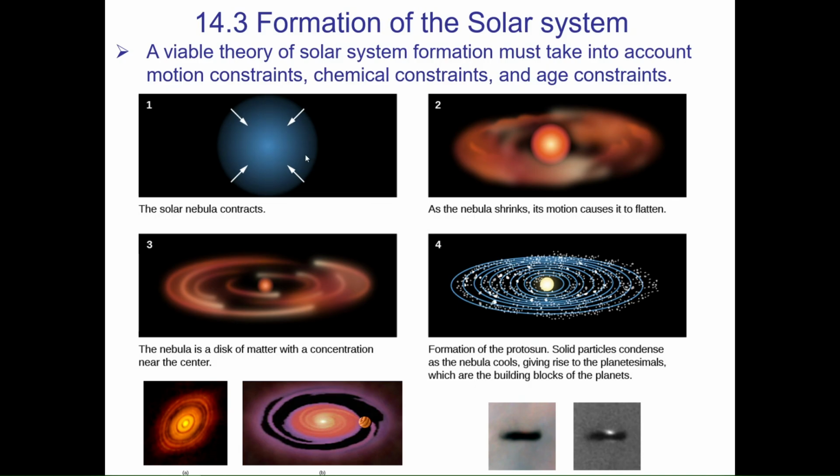Now let's go ahead and look at the theory that explains the formation of the solar system. The first step is the solar nebula contracts by the force of gravity. The solar nebula was a result of the collapse of interstellar clouds of gas and dust. As the nebula shrinks, its motion causes it to flatten. And as it becomes smaller and smaller, as we know from the conservation of angular momentum, it starts to spin faster and faster. For you to understand why it spins faster and faster, I'm going to show you two videos to demonstrate that.